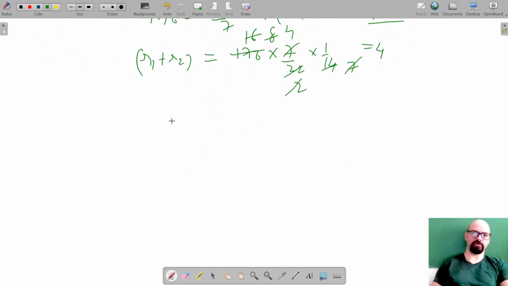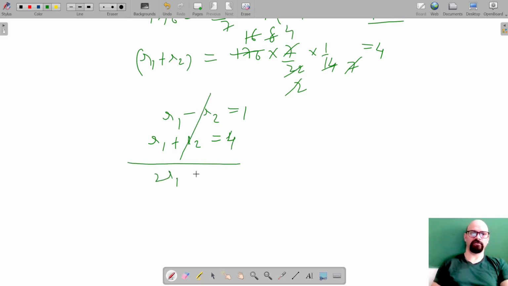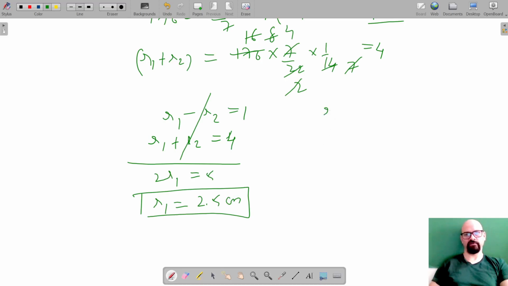Now we have two equations. First is r1 minus r2 is equal to 1, and second is r1 plus r2 is equal to 4. If we add these equations, we get 2r1 is equal to 5, which gives us r1 is equal to 2.5 centimeters. So the outer radius is 2.5.